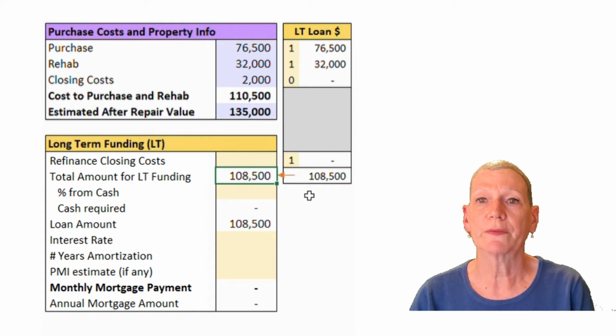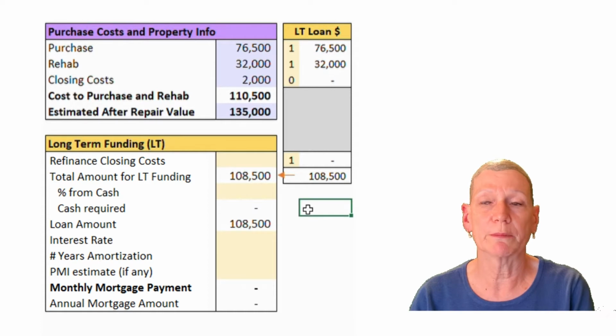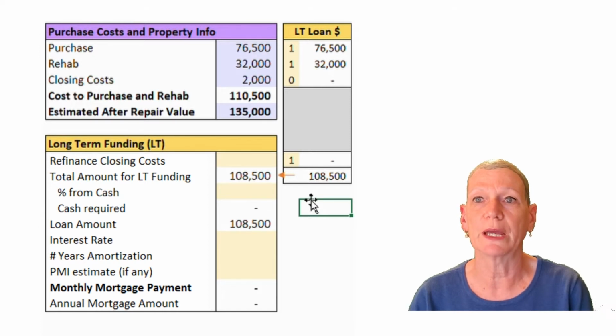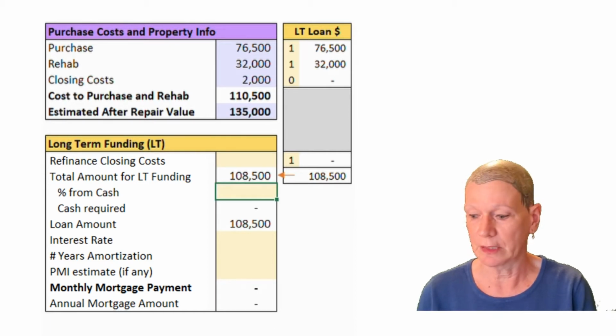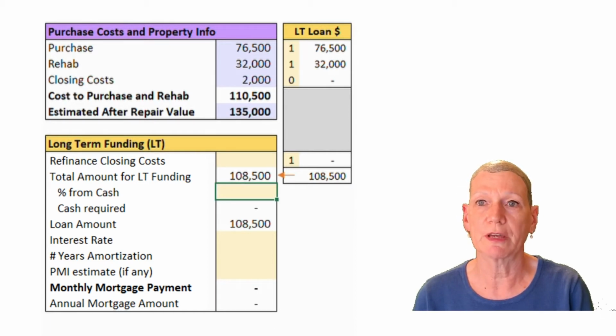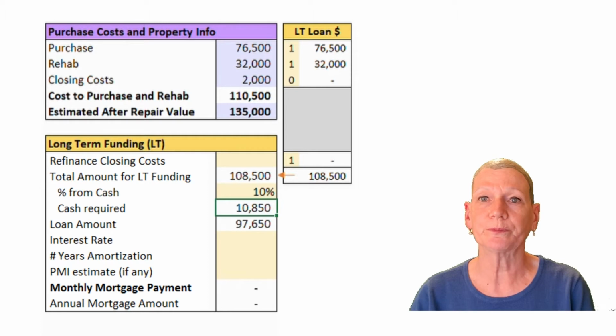Now, this is the amount that you would begin with thinking you wanted to borrow. However, your lender might not be willing to lend you 100% of the purchase and rehab costs. So there is a percent from cash that you have to put down in that case. And let's say they were going to require 10%. So you'd put 10% as your down payment, which works out to be this much cash you have to bring to the table, resulting in this loan amount.